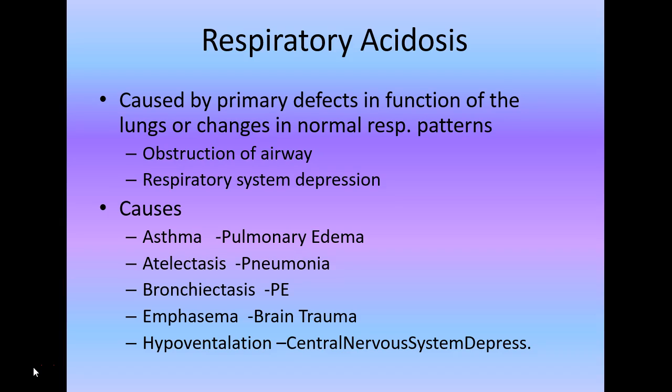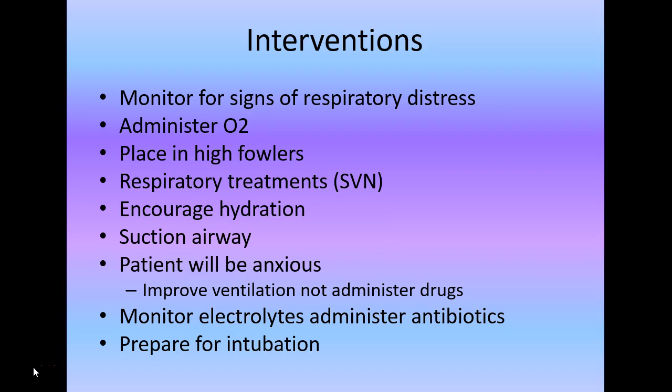Obstruction of airway or respiratory system depression. The causes could be asthma, pulmonary edema, atelectasis, pneumonia, bronchiectasis, pulmonary embolisms, emphysema, brain traumas, hypoventilation, or central nervous system depression. So, interventions: you're going to monitor for signs of respiratory distress.